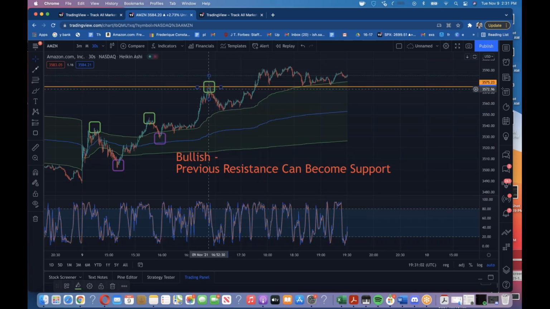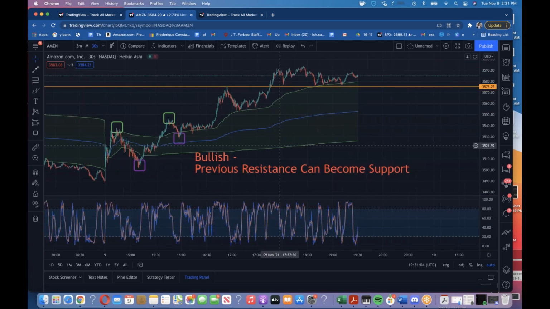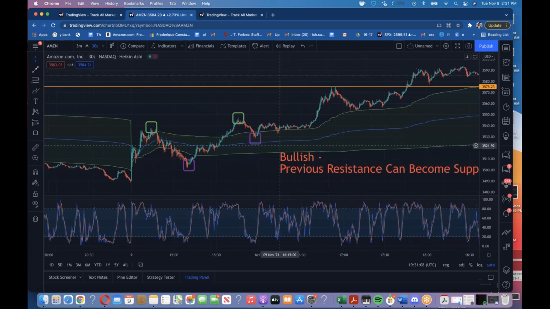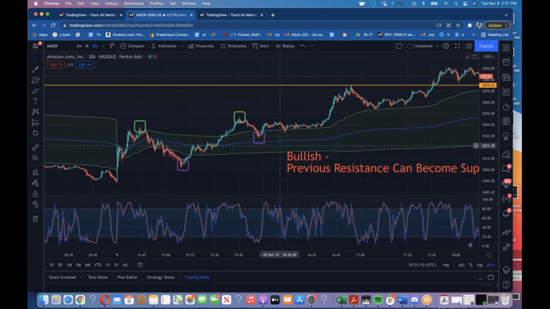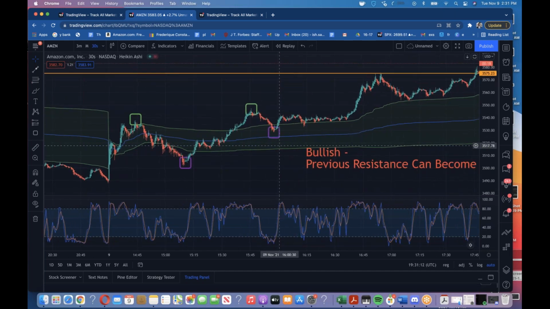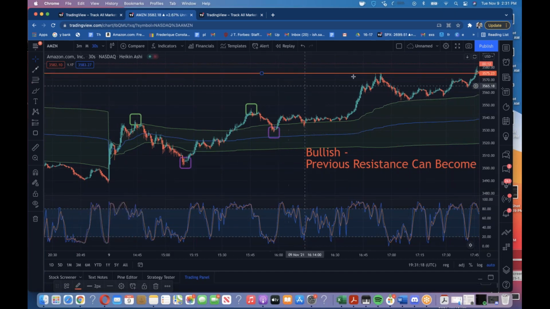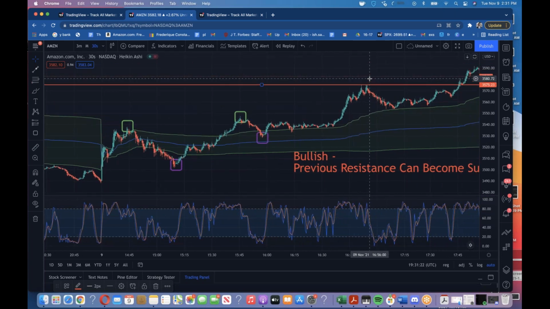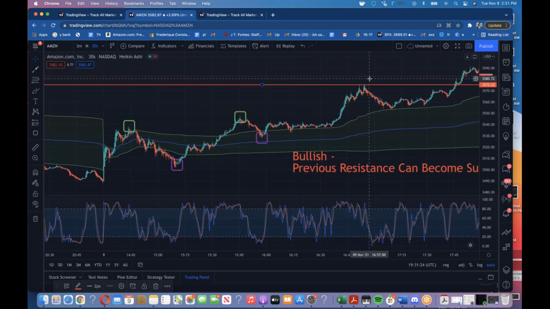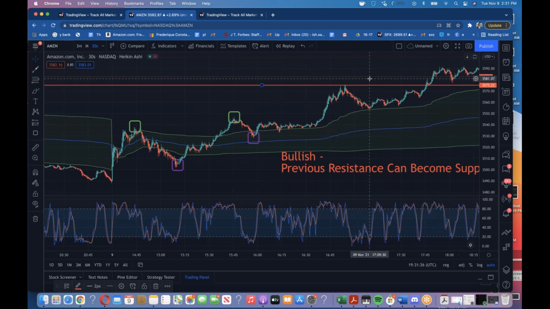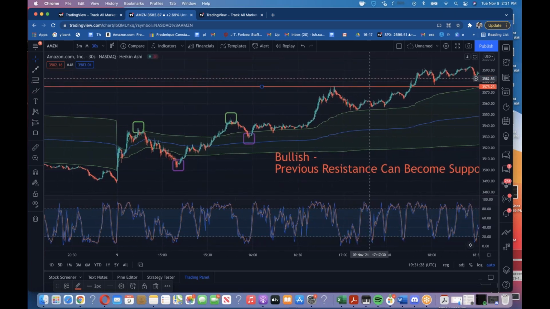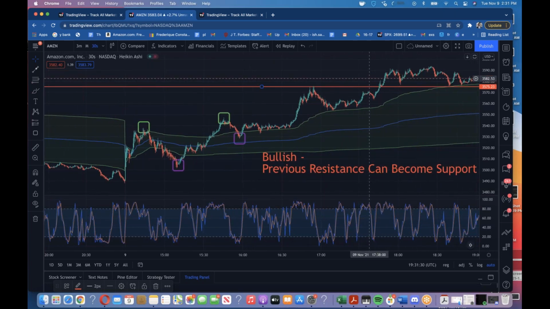Look at the words on the screen, and look at what is occurring here on Amazon. Let's scroll back here. The previous resistance, so what was this? This was the previous intraday high resistance. So let me turn that red as resistance. This red level was the previous intraday high resistance. We broke out of that level, we continued higher, and we made the higher high.